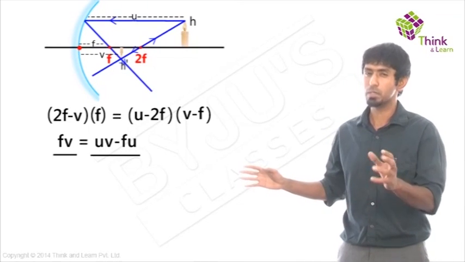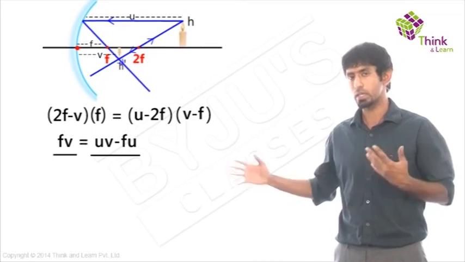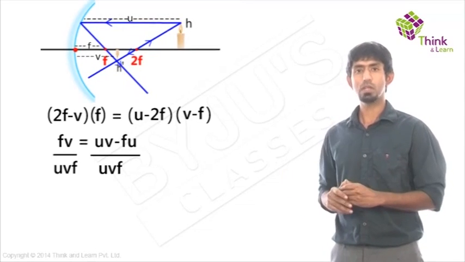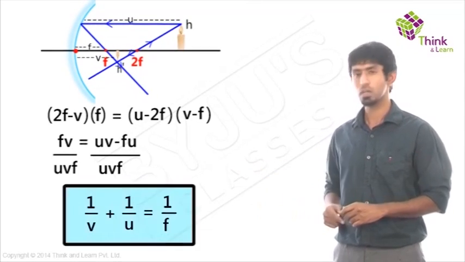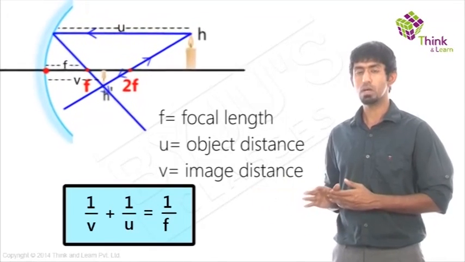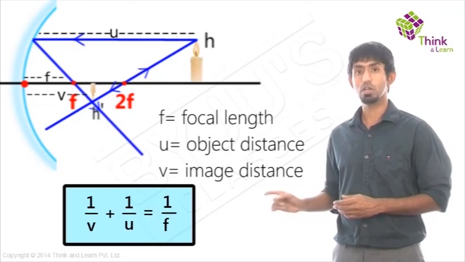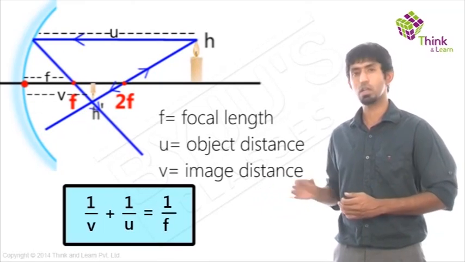So, I'm going to do something pretty sneaky here. Divide the whole thing, the entire equation by UVF. U into V into F. Why do I do that? Because something that looks like that now begins to look like this. 1 by V plus 1 by U equals 1 by F, right? That's how it's going to look. No matter how you want to rearrange it, make it look that way.